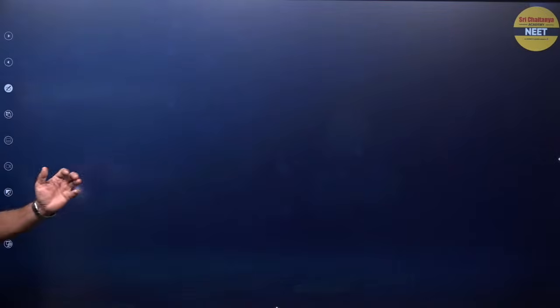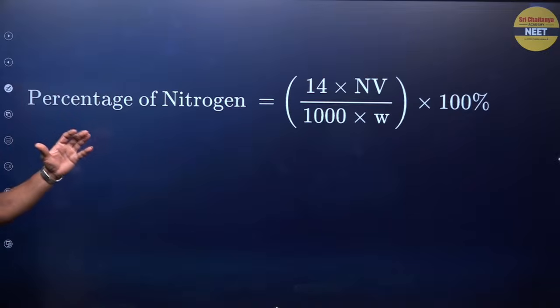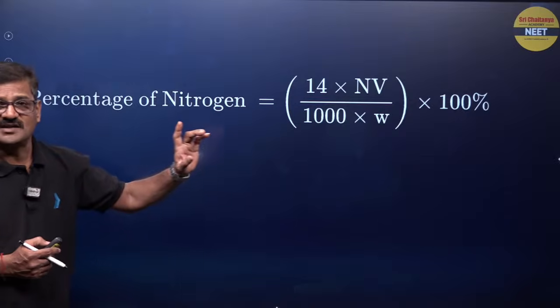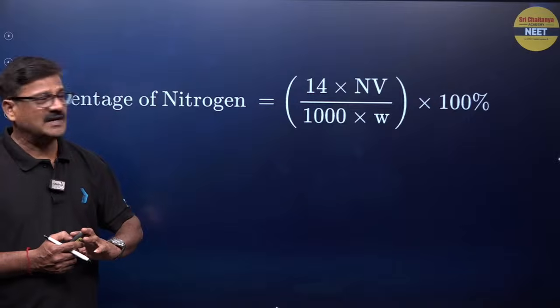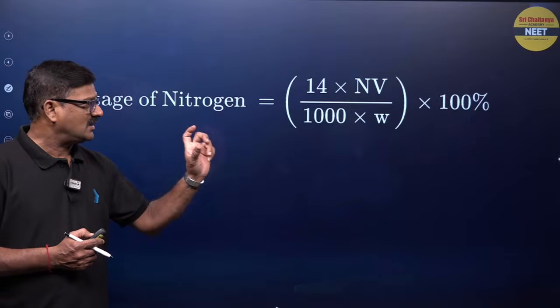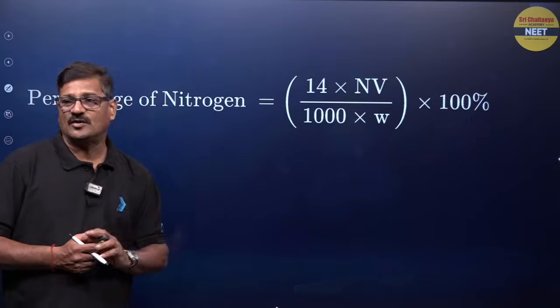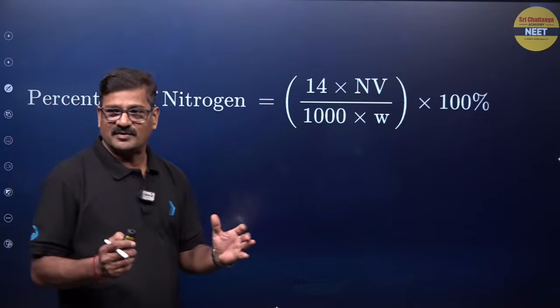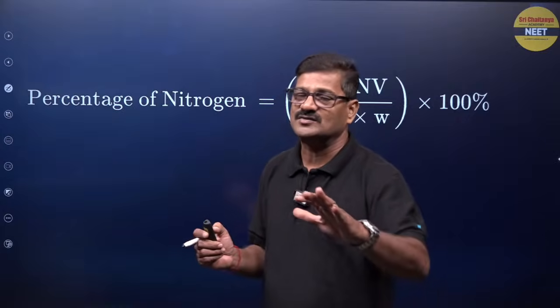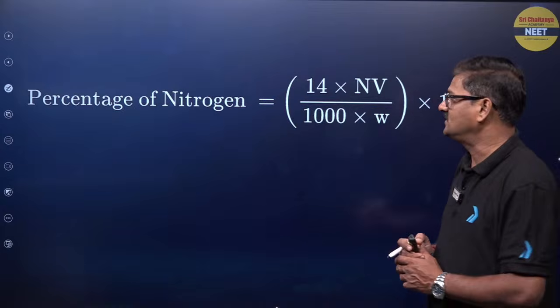Now you can use the simple formula: percentage of nitrogen by the Kjeldahl method is equal to 14 into normality of the acid into volume of the acid, upon 1000, into weight of the organic compound into 100. This is the simple formula that you can use directly to calculate the percentage by the Kjeldahl method.